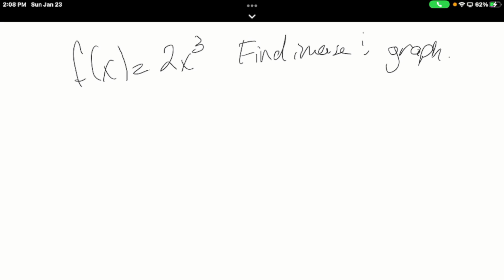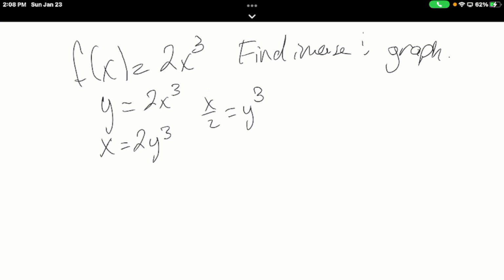So if I'm wanting to find the inverse and graph it, what am I going to need to do? First, finding the inverse algebraically. I'm going to do that first. 2x cubed. I'm going to switch x and y. 2y cubed. Solve for my new y. So I get x over 2 equals y cubed, meaning y is equal to the cube root of x over 2. I don't need to worry about restricting the domain because it's a cubic.